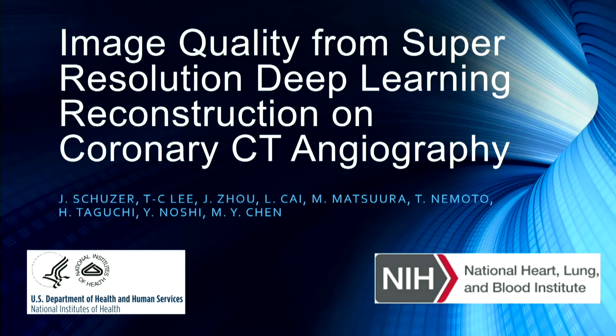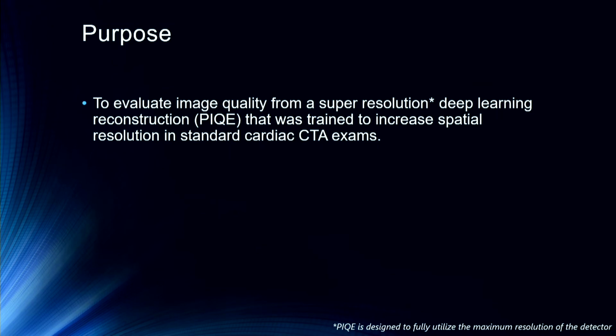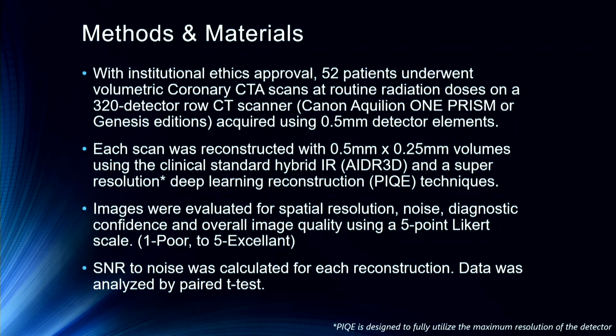So we did a small study to evaluate the image quality using this super resolution deep learning, and our objective was to see what the image quality was compared to the standard resolution cardiac CT. We had institutional IRB approval. We looked at 52 consecutive patients who were imaged on an Aquilion 1 Prism or Genesis. And each scan was reconstructed. We had experts look at the images and grade on a 5-point scale, with 5 being the best, spatial resolution, noise, diagnostic confidence, and overall image quality. We also looked at SNR.